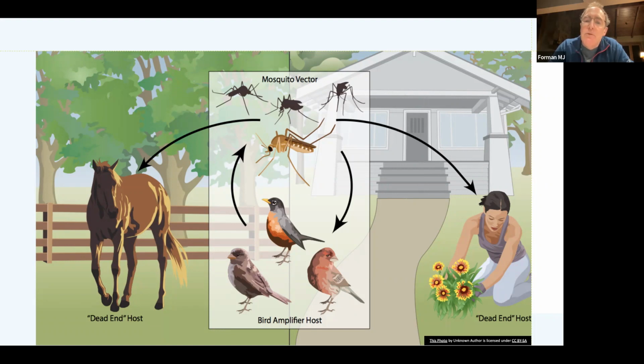Oftentimes people get sick with flu-like symptoms and don't die, but if left untreated, and certainly if they have comorbidities at all, if they have other issues, if they're immunocompromised, there's a possibility for the disease progressing and becoming much more serious in that person. So let's go ahead and go to the next slide.